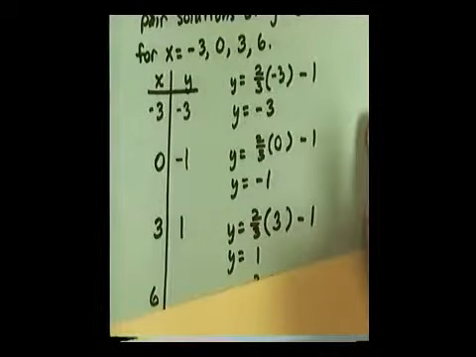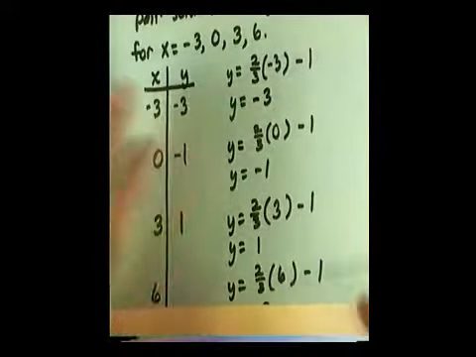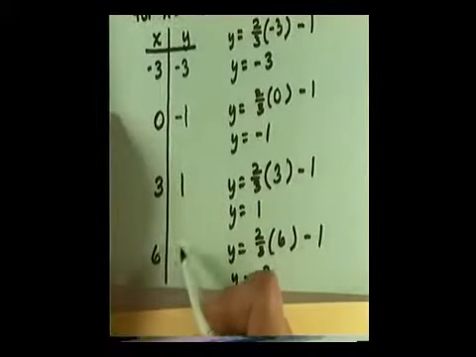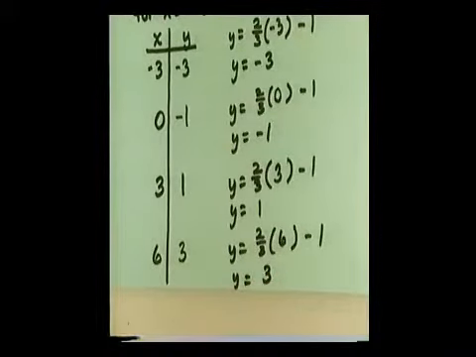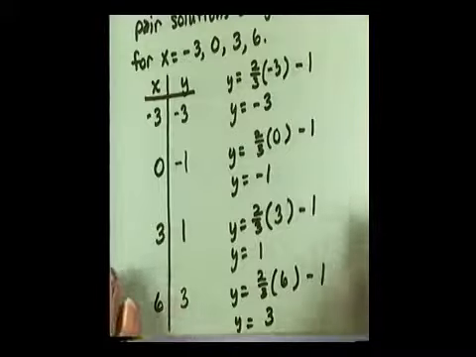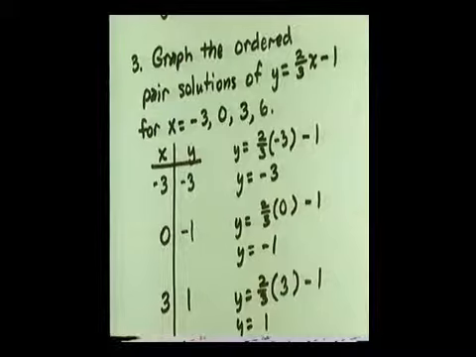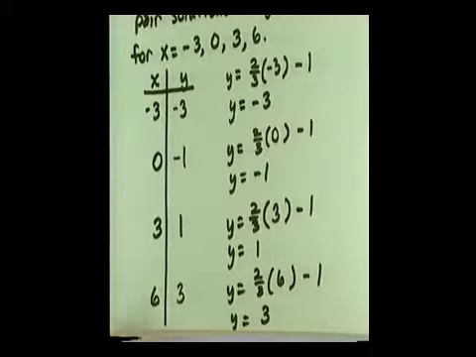And last, we have 6 for the x value. So we'll fill in 6 in the equation, and that gives us y is equal to 3. So we have the ordered pairs (-3, -3), (0, -1), (3, 1), and (6, 3). We were told at the beginning to graph these ordered pairs. Graph the ordered pair solutions. Our table gives us 4 ordered pair solutions, which means that we must be able to graph those 4 points.